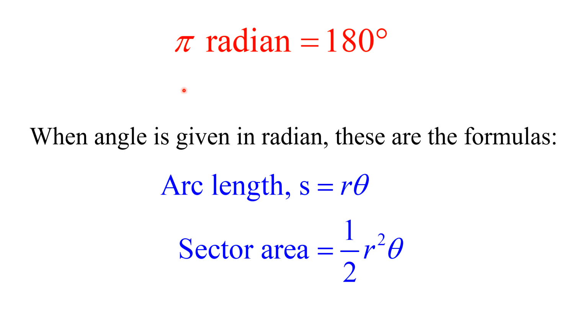So in this video, we have learned that pi radians is equal to 180 degrees. And when the angle is given in terms of radians, you can use this formula directly to find arc length and sector area.